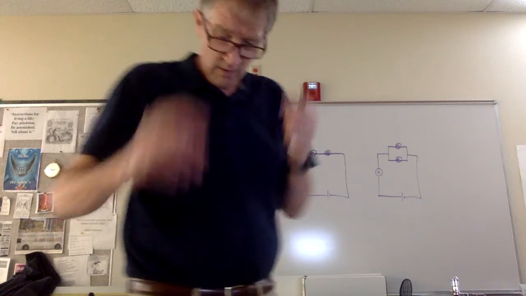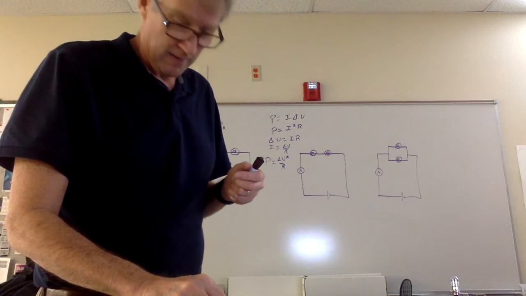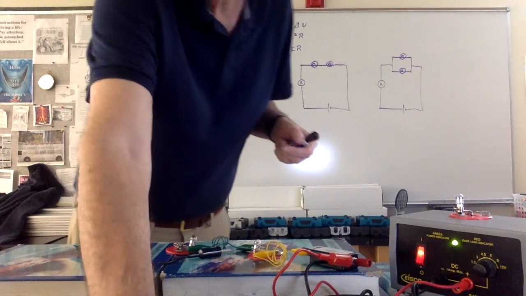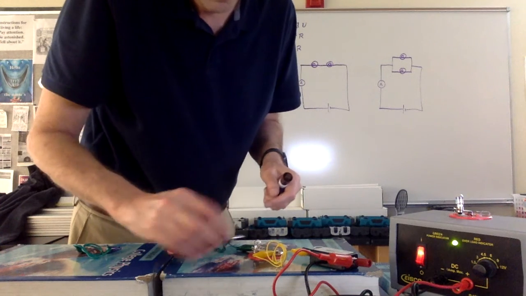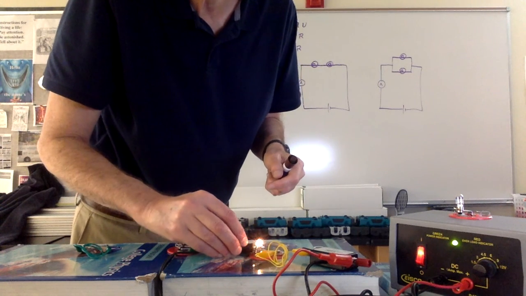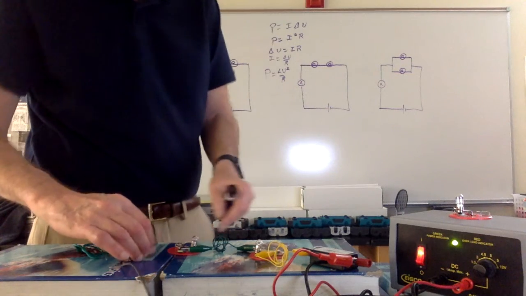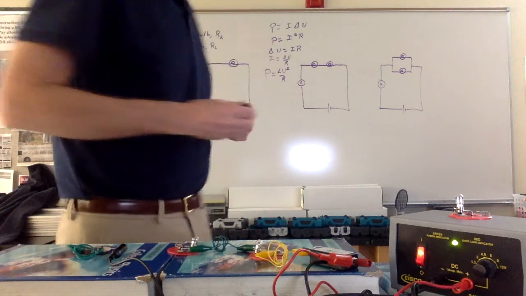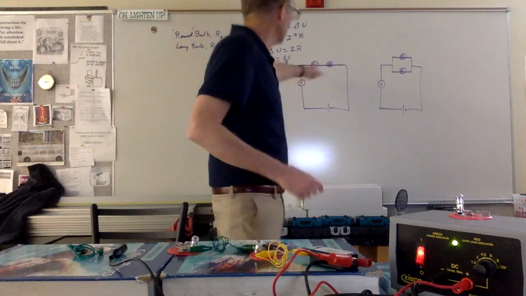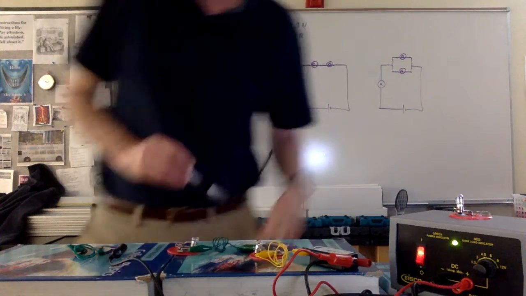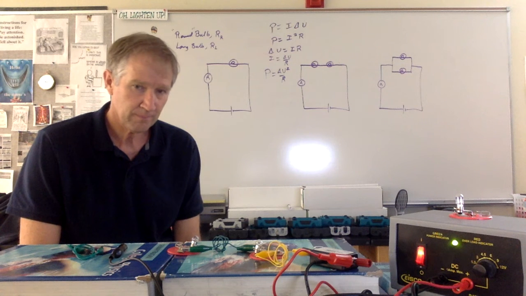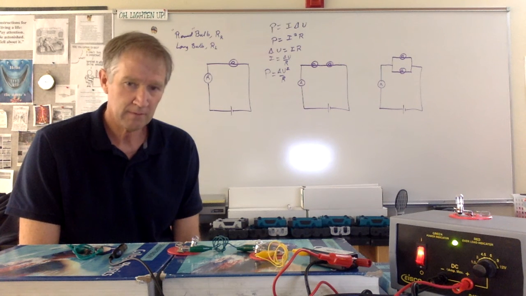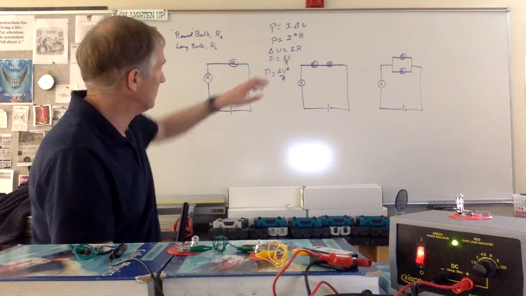Anyhow, notice how bright this is all by itself. Oh, you can't even see it. Sorry. So you see how bright that is by itself. Now these are two identical bulbs. When I connect the two identical bulbs in series, what do you think is going to happen to the brightness? Think about it for a second. So I'm going to connect them in series.